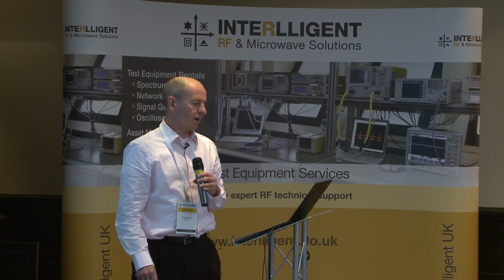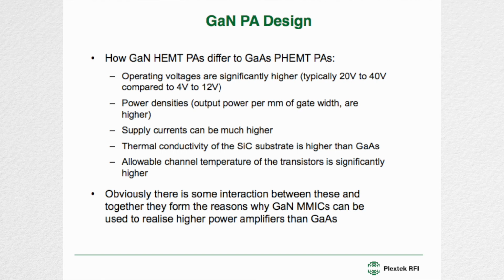So how do GaN PAs differ from GaAs PAs? Well, the operating voltages are quite a bit different. Typically 20 to 40 volts for GaN compared to 4 volts to 12 volts for GaAs. The power densities, the output power per millimeter of gate width, are much higher for GaN. The supply currents can be higher.